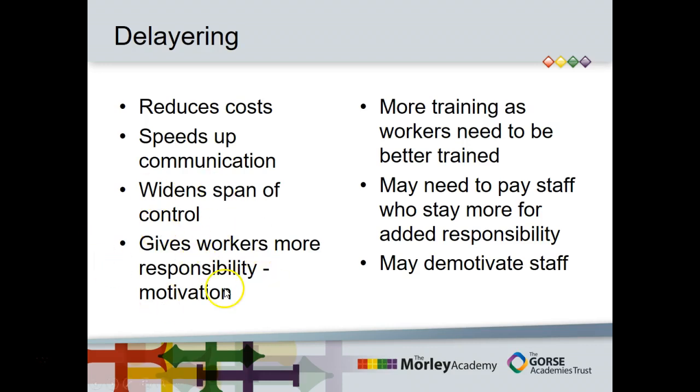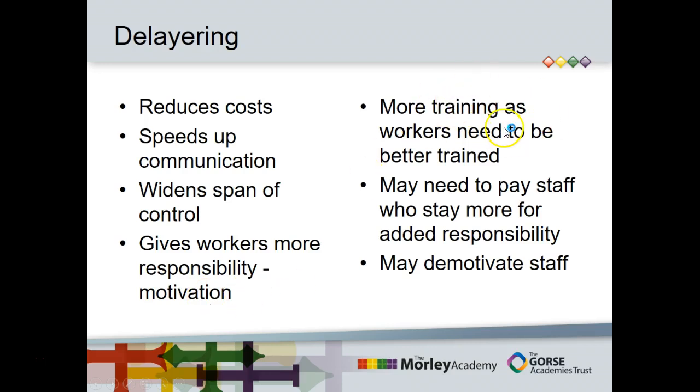Here, giving workers more responsibility. Now this would be, as you widen that span of control, you're not going to be managing those staff as much as you would with a narrower span of control. So as we get a wider span of control, we have to give workers more responsibility, and this aids motivation quite significantly.